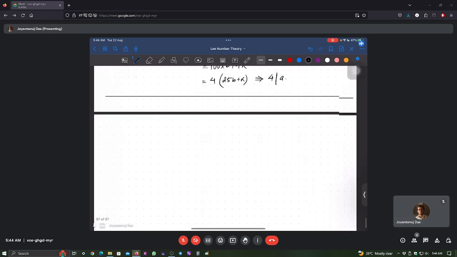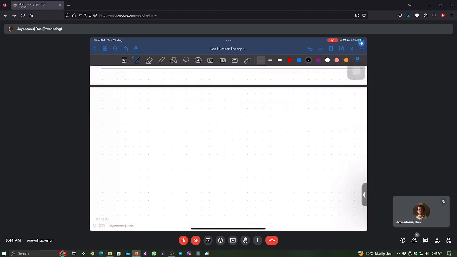Okay. I think part B you can do now. It is more or less a similar idea. It says that A is divisible by 8 if and only if the last three digits are divisible by 8.